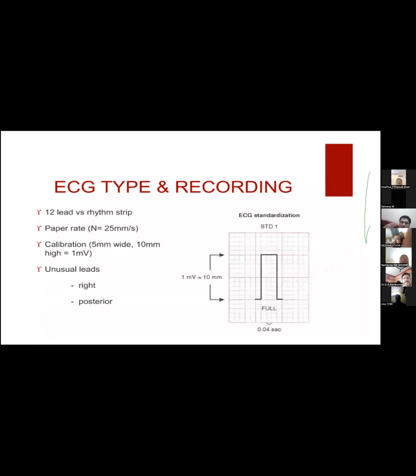But when the QRS complex is very large, you will always see the standardization becomes half standardization. At that point of time, the standard calibration will be half, 50% of what is there. So whenever that is there, then you have to multiply the QRS complex by 2. So this is a simple thing.